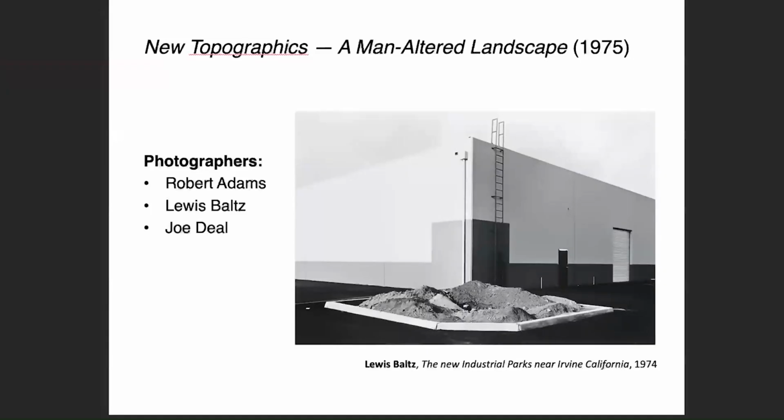So, the New Topographics: A Man-Altered Landscape, the exhibition from 1975. Some of the big name photographers, we have Robert Adams, Lewis Baltz, and Joe Deal. And this exhibition was a big landmark in the history of photography because it changed the way that we see the land. Instead of romantic views, photographers presented suburban sprawl and industrial sites. Their approach was cool, detached, and documentary, resisting emotions. William Jenkins described the work as stylistically anonymous, but that neutrality became its own aesthetic, revealing human impact and cultural disconnection.